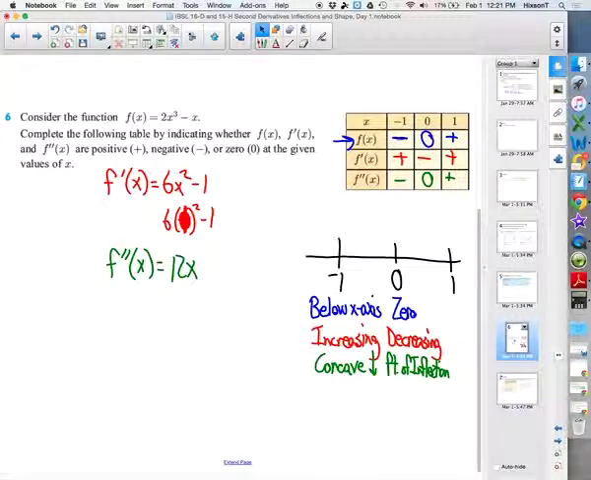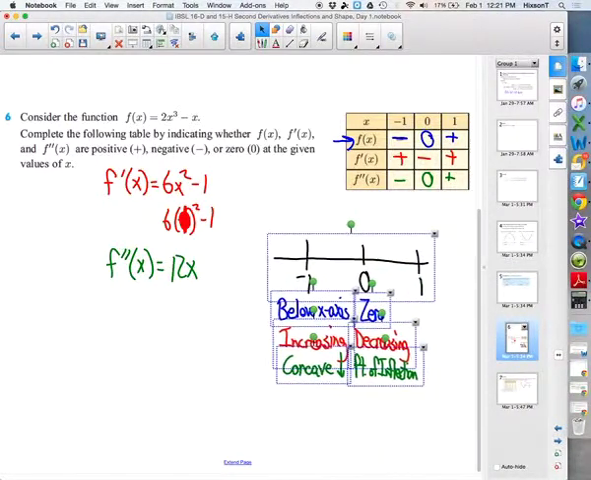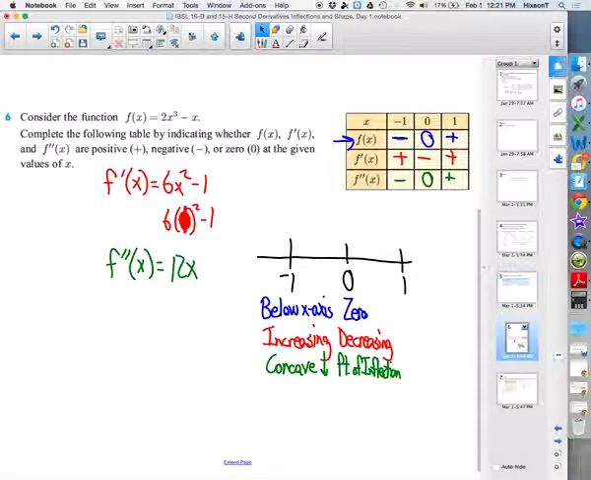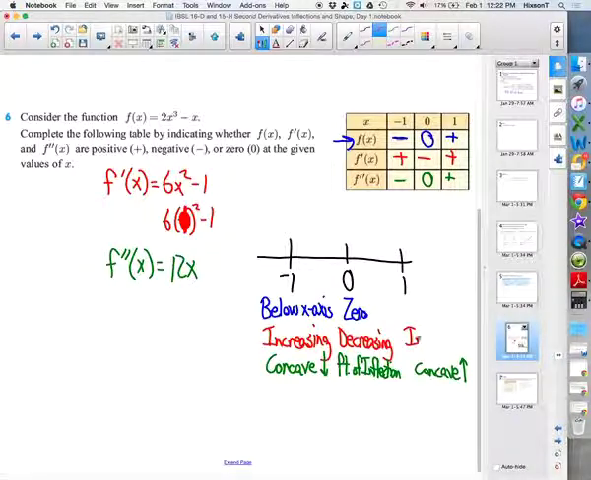That's where it changes concavity. It changes from being concave down to now concave up. We'll actually start from the bottom here. It's going to be concave up because the second derivative is positive. We're increasing again. And also, we are above the x-axis.